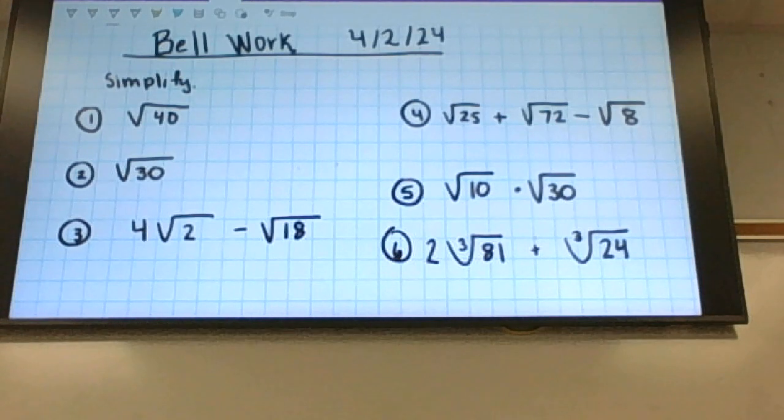It has to be like radicals. So it has to have the same number under the radical bar. So simplify them first. Simplify first. It's definitely a challenge there.